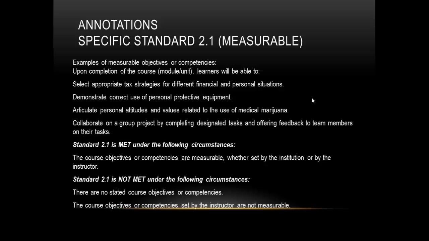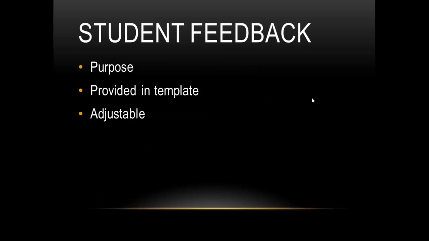All right. It says it's met under the following circumstances, and you see that in the middle of the page. The course objectives or competencies are measurable, whether set by the institution or the instructor. And then underneath you say it's not met if there's no objectives or they're not measurable. So obviously that's the thing they're looking for. So you can't say things like the students will know this, because how can you measure it? Okay, so we have measurable objectives. So that's an example of it.